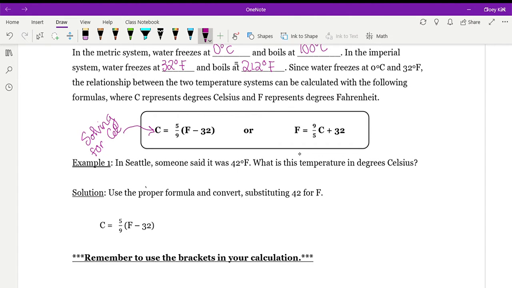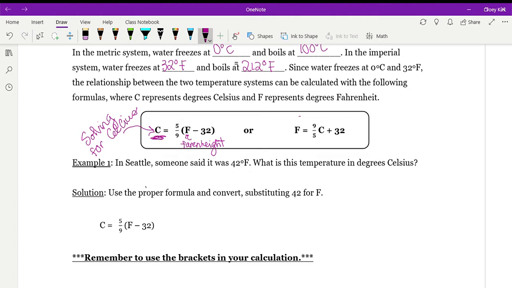So solving for Celsius. Now, I'm just gonna make a note here. So solving for Celsius, right here, it says that degrees Celsius are equal to 5/9 times this F, which is where you're going to substitute in your degrees Fahrenheit, minus 32. And you'll notice there's some brackets in there, which is important because that comes into play when you're doing the actual equation.